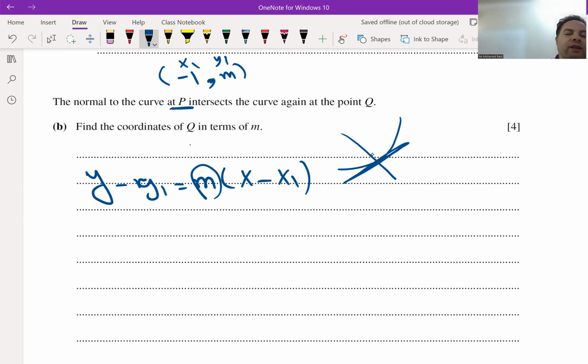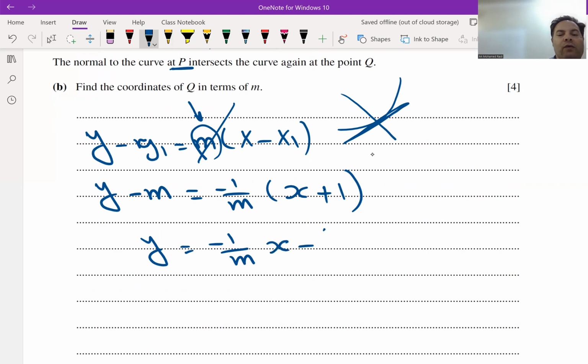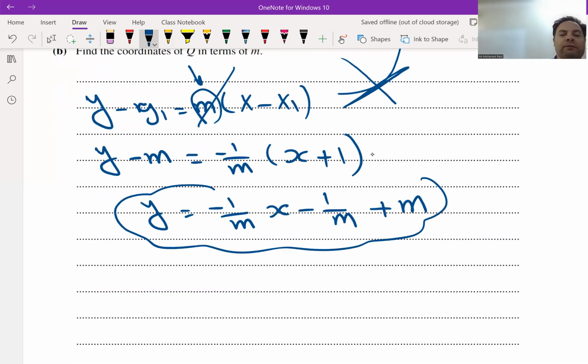If the gradient of the tangent is m, so the equation of the normal will be what? -1 over m. So the equation now is y minus m equals -1 over m, (x plus 1). This is the equation of the line. If you make y the subject, it will be y equals -1 over m x, -1 over m plus m. This is the equation of the normal.